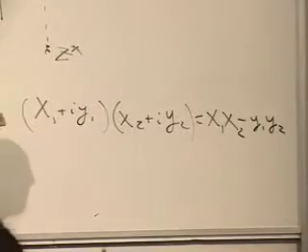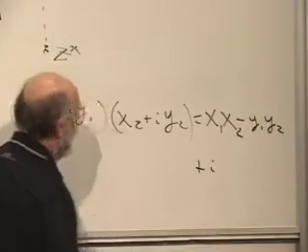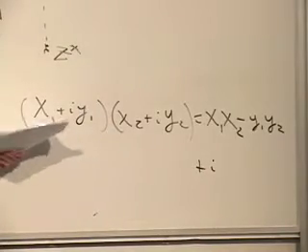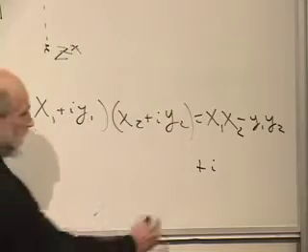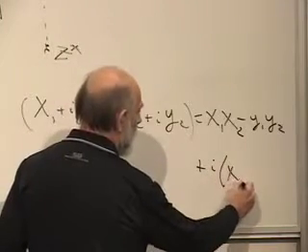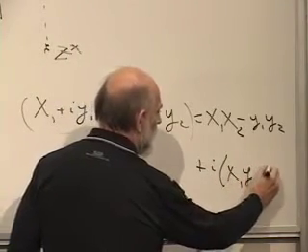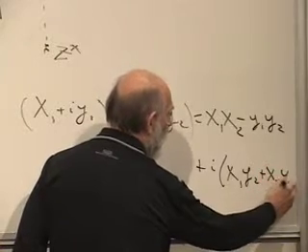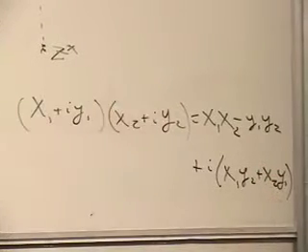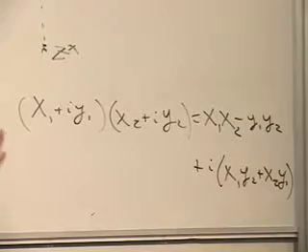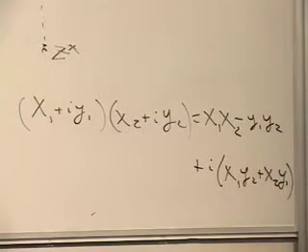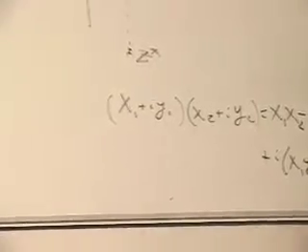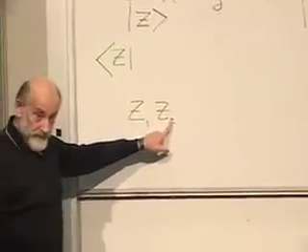This is the real part of the product. And then there's the imaginary part, plus i times what multiplies i: x1 y2 plus x2 y1. So here we take the product and separate it into a real and imaginary part, and that defines for us the real and imaginary part of the product.